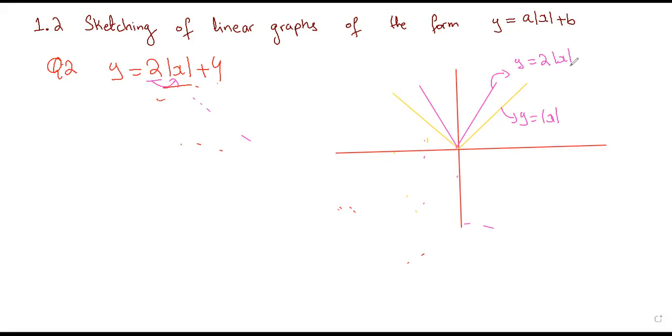And yes, it would be the pink graph. Okay, but the question that we have been asked to sketch is basically this one. Let me just erase these dots. So now the pink graph is representing y equals 2x mod, and you have been asked to sketch the graph of y equals 2x mod plus 4.